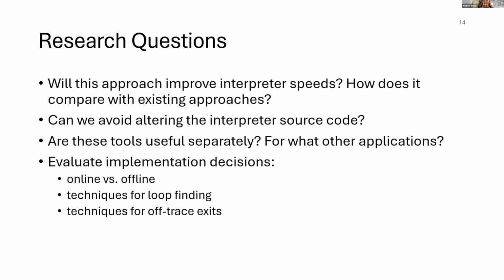We want to know if these tools are useful separately, and maybe there are other applications for them. And of course, we'll be evaluating some of these implementation decisions that I described. So this system is offline. Other systems have been online. Is that a benefit? Some of these techniques that I discussed for loop finding, the tandem repeat finding, or for off trace exits, this OSR versus block lifting, those are some of the questions we're trying to answer with that.